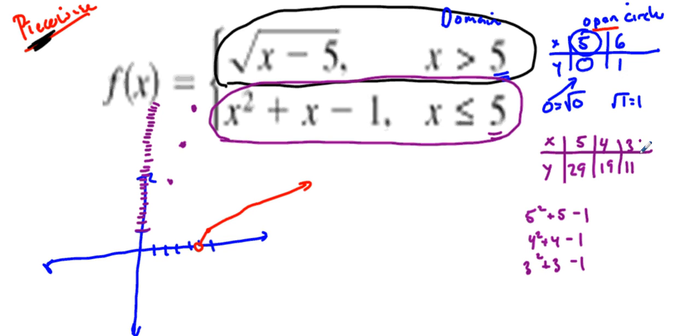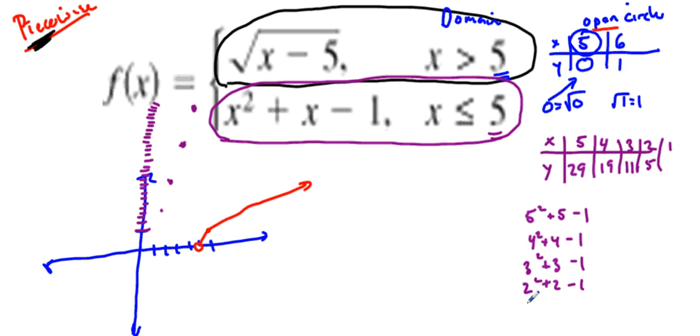We put in a 2. All right, put in a 2 here. So 2 squared plus 2 minus 1: 4 plus 2 is 6, minus 1 is 5. All right, so 1, 2, 3, 4, 5. There we go. And we can put in a 1 here if we want.